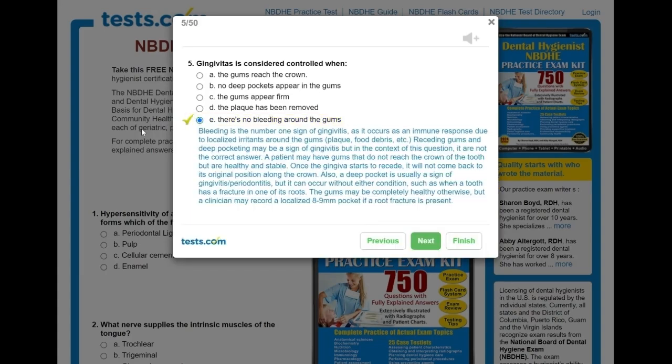E. There's no bleeding around the gums. Bleeding is the number one sign of gingivitis, as it occurs as an immune response due to localized irritants around the gums, plaque, food debris, etc.